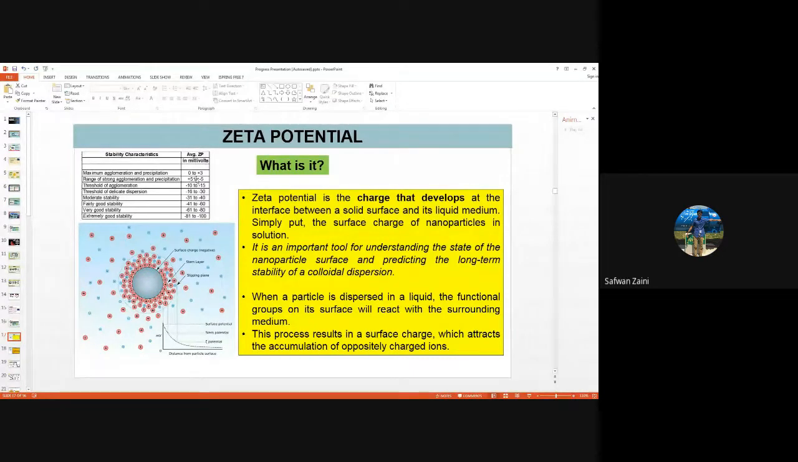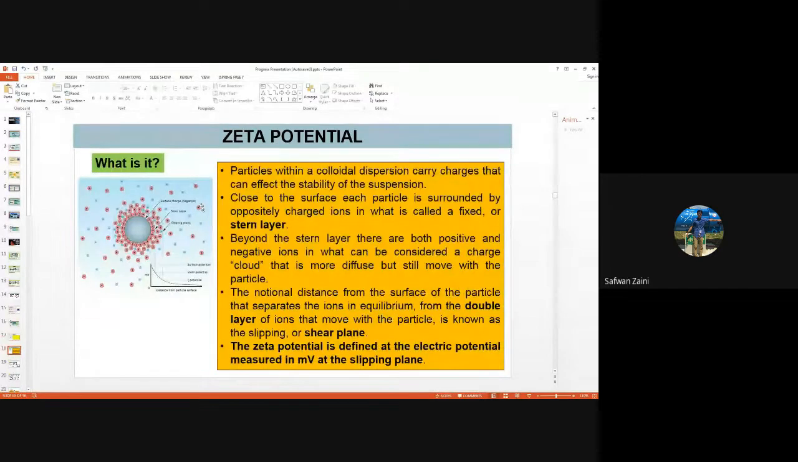If you get a zeta potential around 0 to negative 29, it means that your solution is not stable. And if you get a zeta potential of plus or minus 30 and above, that means your solution is stable. And this is another explanation of how to get a zeta potential measurement.